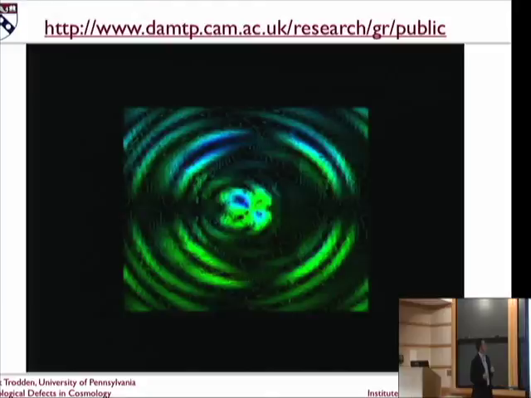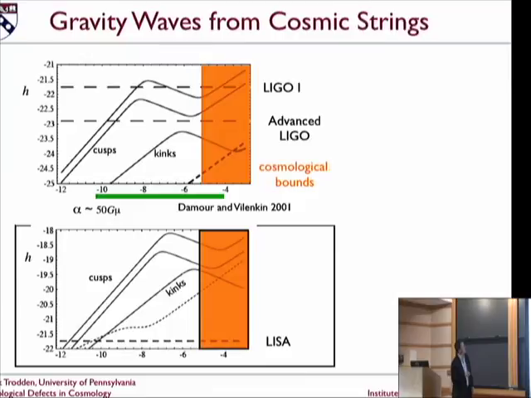And it's known that, so here you have strain in an interferometer against wave number. And what's happening is that you've got a contribution from cusps, a contribution from what I call kinks. Over here, you're ruled out by cosmological bounds, you don't have too much cosmic radiation at all. And these are the bounds from LIGO 1. Advanced LIGO should be able to probe here, and LISA should be able to probe all the way down here. So if you have a network of strings of a sufficiently high energy density, it's possible that gravitational wave observatories will give you an insight into them, although it's not guaranteed.